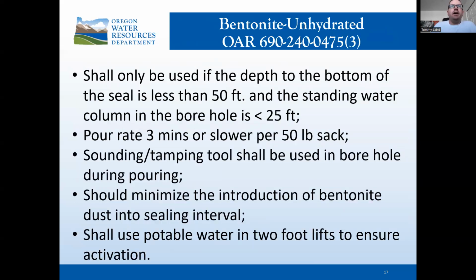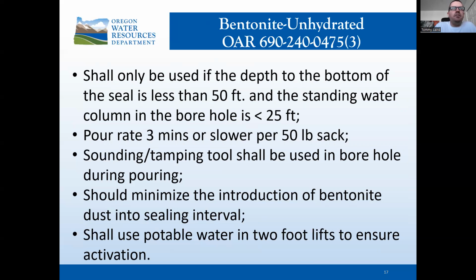Unhydrated bentonite should only be used if the depth to the bottom of the seal is less than 50 feet and the standing water in the column of the borehole is less than 25 feet. You must do it at a pour rate of 3 minutes or slower per 50-pound sack.